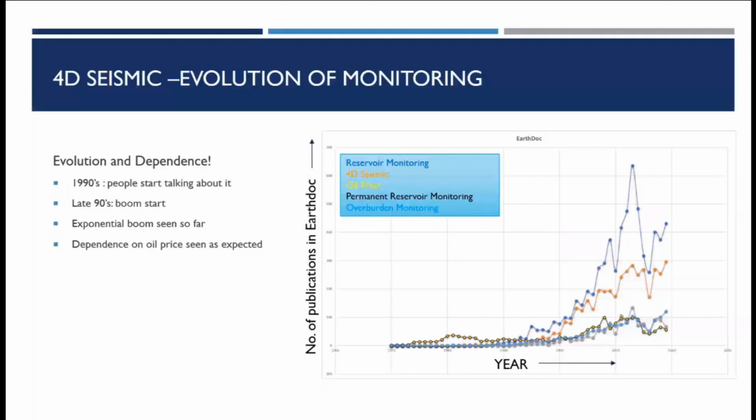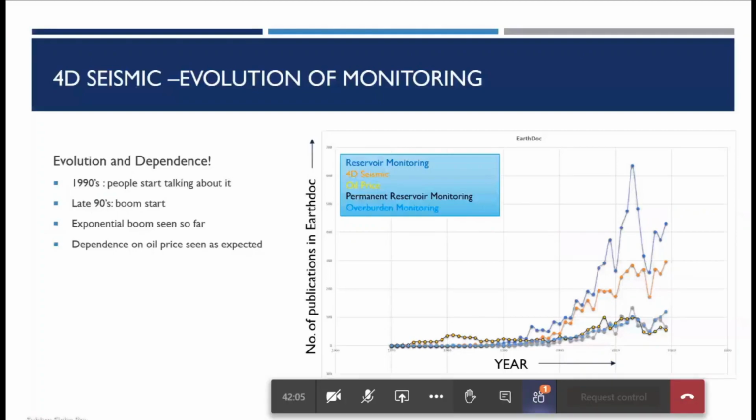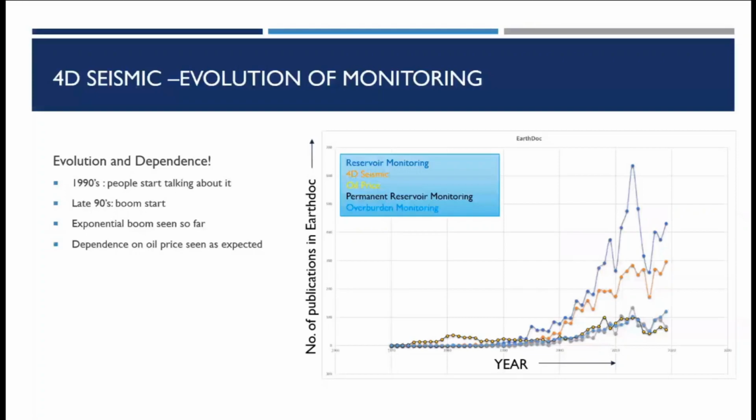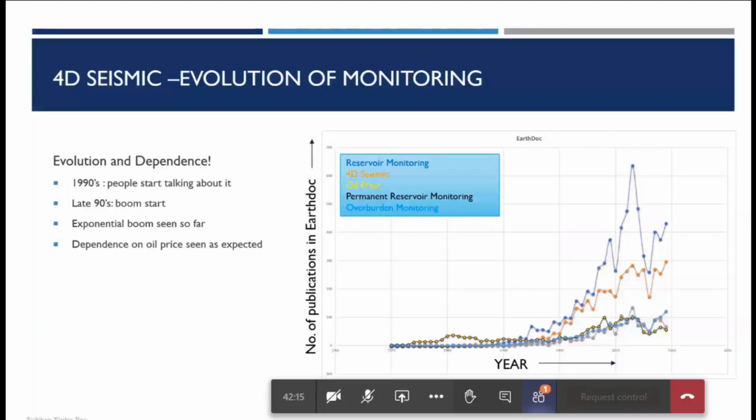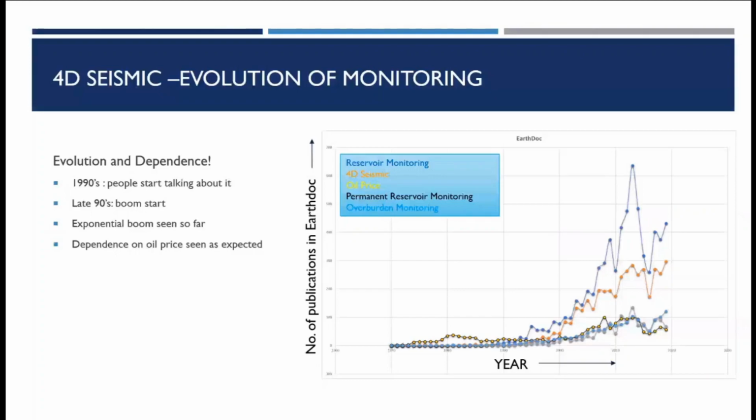So if we look at the term monitoring, when did it evolve? I started looking into the term reservoir monitoring in ARTOC. From the 1970s onward, it essentially came in the 1990s when people started talking about reservoir monitoring, the publications on it. In the late 90s, in the year 1999, 2000 onwards, you see a boom in this reservoir monitoring, or all of these monitoring words. And then onwards, it has become an exponential boom.